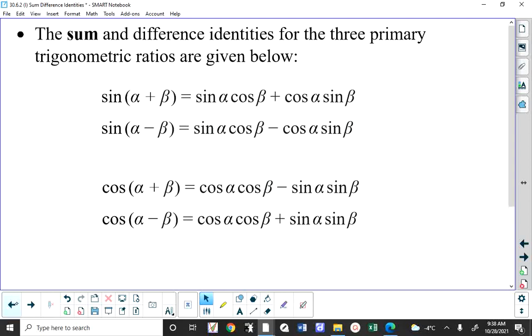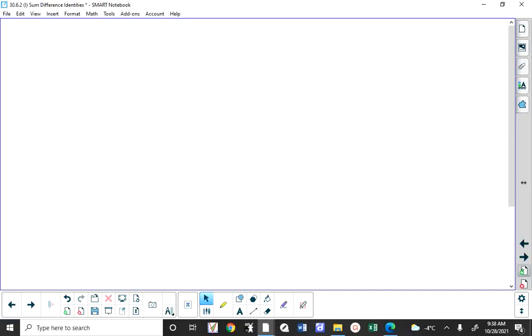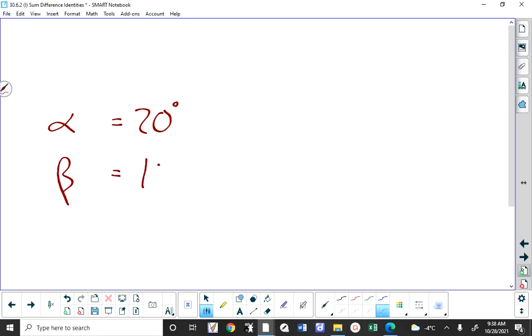So, man, this is a lot to take in. You have these sum and difference identities. And first of all, what does it mean? What does it mean to say the sine of alpha plus beta equals sine of alpha cos of beta plus cos of alpha sine of beta? It simply means that if you were to take, I don't know, let's go alpha equals 20 degrees and beta equals 10 degrees.